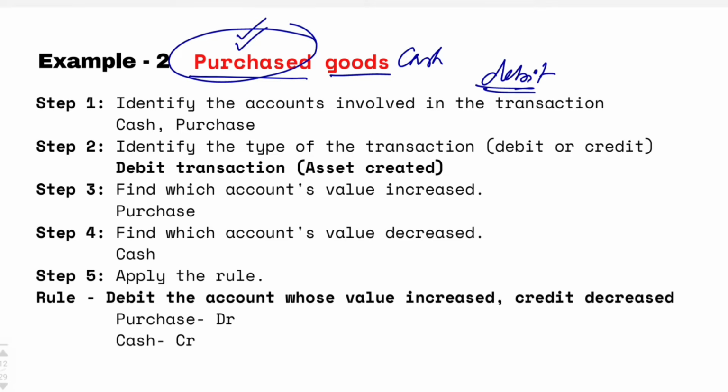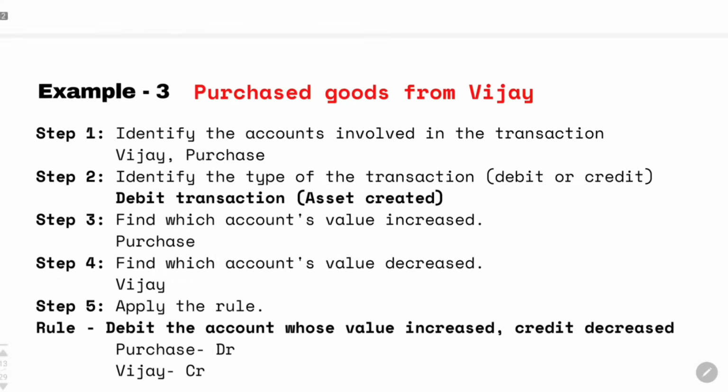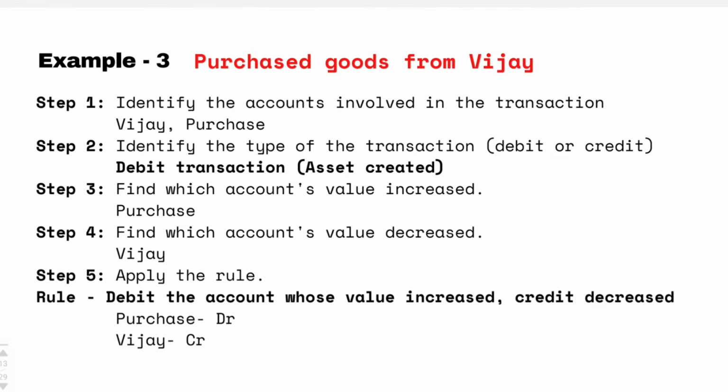Now, what is the rule? Debit the account whose value is increased, because it is a debit transaction. And whichever is decreasing, we will credit. So purchase account debit, cash account credit. Okay, now we'll see the next one. Purchased goods from Vijay. Now I have purchased goods from Vijay. It is not mentioned that I am purchasing it with cash. So we will assume that this is a credit transaction. Otherwise, we don't need that name Vijay. So Vijay is involved.